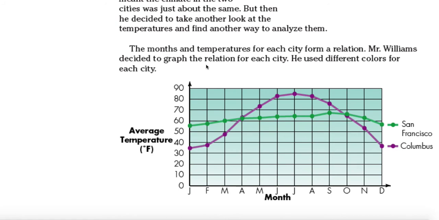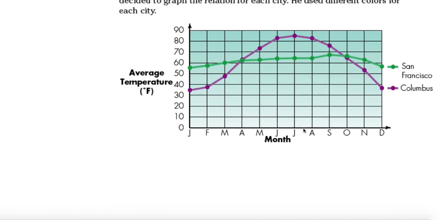Mr. Williams decided to graph the relation for each city. He used different colors for each city. Okay, green is for San Francisco, purple is for Columbus. And if you notice, San Francisco has a flatter graph compared to Columbus, Ohio. Okay, so what does that mean? Let's find out what it means.